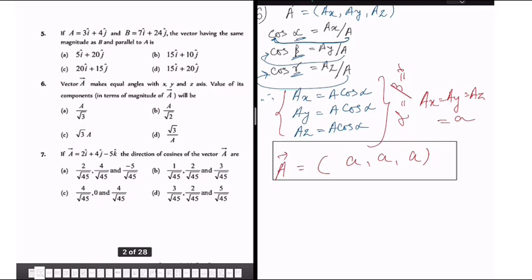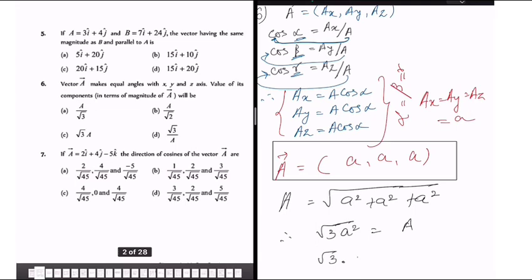Please remember this. Whenever all three angles made with the axes, alpha, beta, and gamma, are the same, you can take Ax equal to Ay equal to Az equal to A. What is the magnitude of this? Vector A is the root of A square plus A square plus A square. Therefore, root 3 A square is equal to A. You need to find this A. Root 3 into A is A. Your answer for A is A upon root 3.